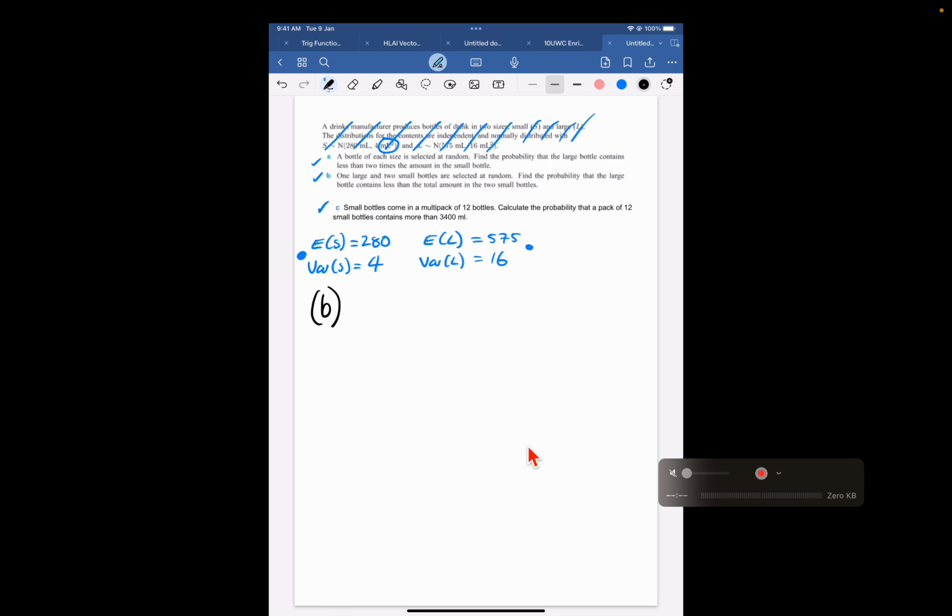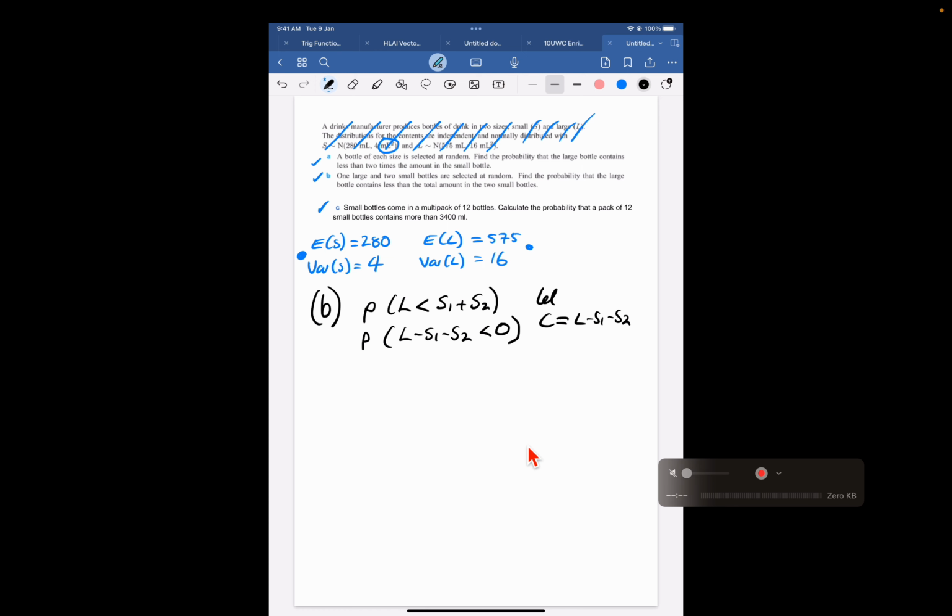We want to find the probability that the large bottle contains less than the total amount of the two small bottles. Now I'm going to put S1 plus S2 to indicate they're different bottles. So we are after P of L minus S1 minus S2 to be less than 0. And you could do this, right? Let's this time equal L minus S1 minus S2.